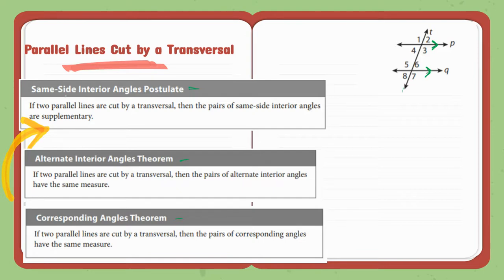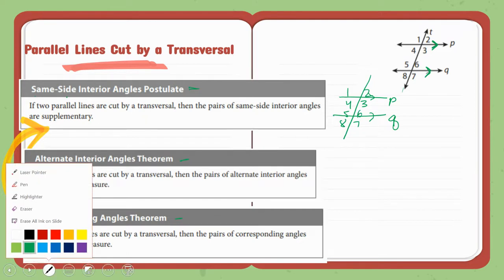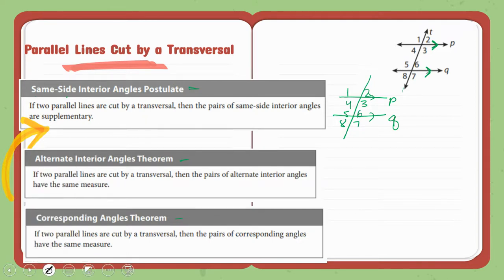So let's look at same side interior. Same side. Here's my 2 parallel lines. I'm going to try redrawing it because that didn't work very good last time. Here's my 1, 2, 3, 4, 5, 6, 7, 8. Same side interior postulate. So let's say, for example, my same side is going to be 3, for example. And interior means it has to be between these 2 lines. So I'm going to pick 3.